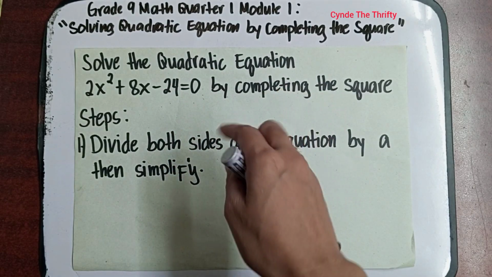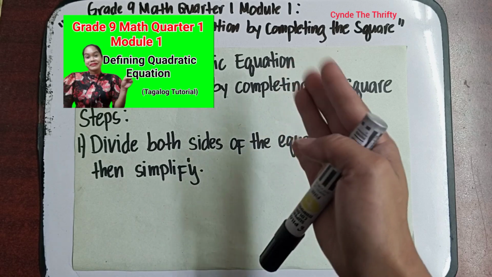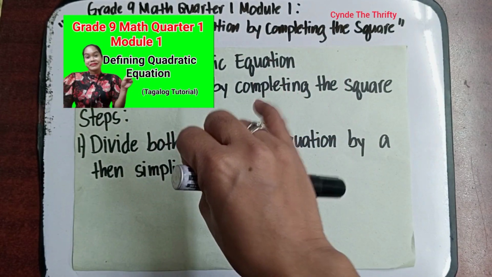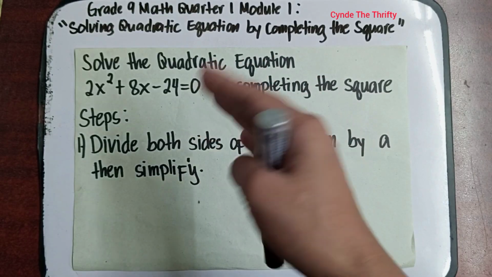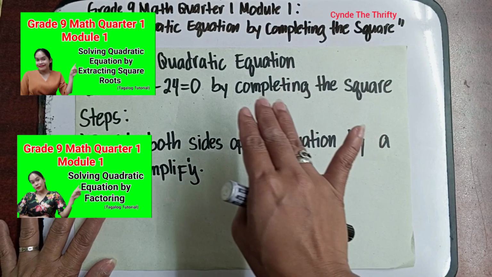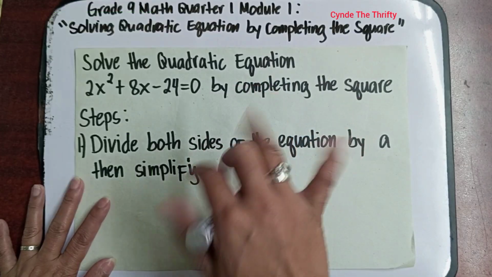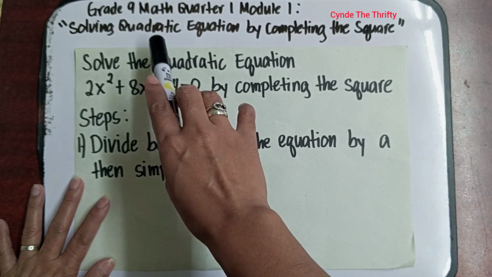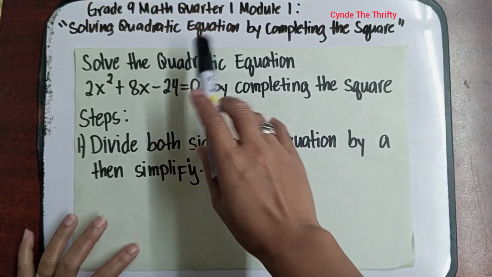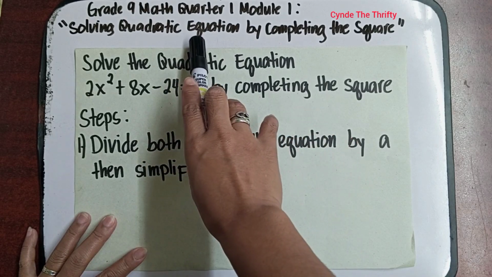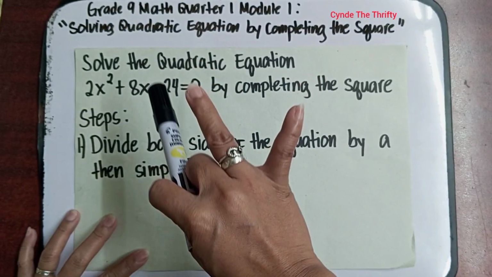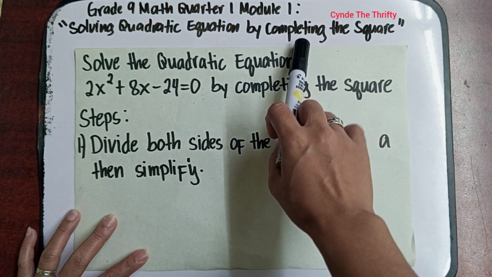So, ang first lesson natin is define natin kung ano yung quadratic equation. Pagkatapos, na-identify natin kung ano ang value ni a, ni b, at ni c. Ang next lesson naman natin is nag-solve tayo ng quadratic equation by factoring and by extracting square root. So ngayon, ang gagawin natin is kung paano naman tayo mag-solve ng quadratic equation by completing the square. Ito yung pangatlong method. Gaya nga ng sabi ko, ang first is by factoring, ang pangalawa is by extracting square root, at ngayon is by completing the square.